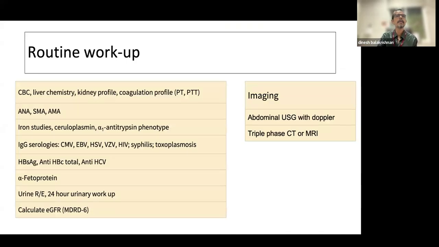So a quick look at the routine workup. I'm not going to go through this. It's a long list, but one would do blood biochemistry, which involves a blood count, liver test, kidney profile, coagulation profile. If it is a young patient, we would do an autoimmune workup of the patient. Always one has to look at the hepatitis B, C status of the patient.